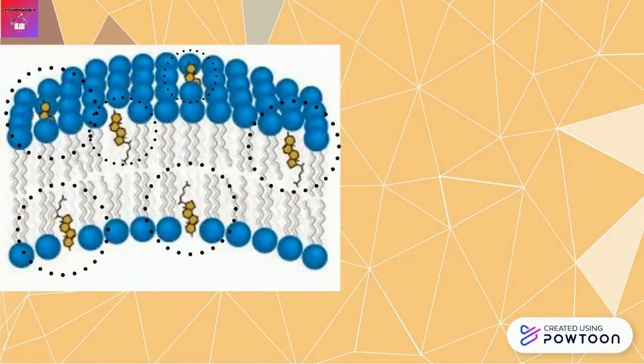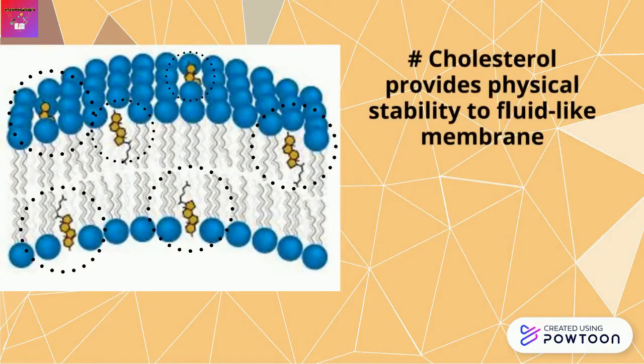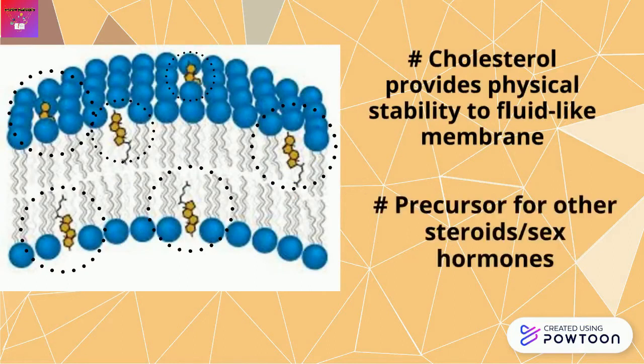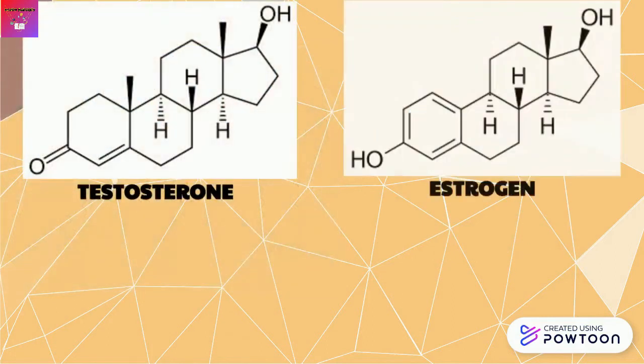Now, let's take a look at this picture. This is a picture of a phospholipid bilayer as mentioned earlier. The circled area shows pieces of cholesterol embedded in this phospholipid bilayer. In the cell membrane, cholesterols provide physical stability to the fluid-like membrane. They also act as precursor for other steroids or sex hormones. So two examples of these steroid hormones can be testosterone and also estrogen.